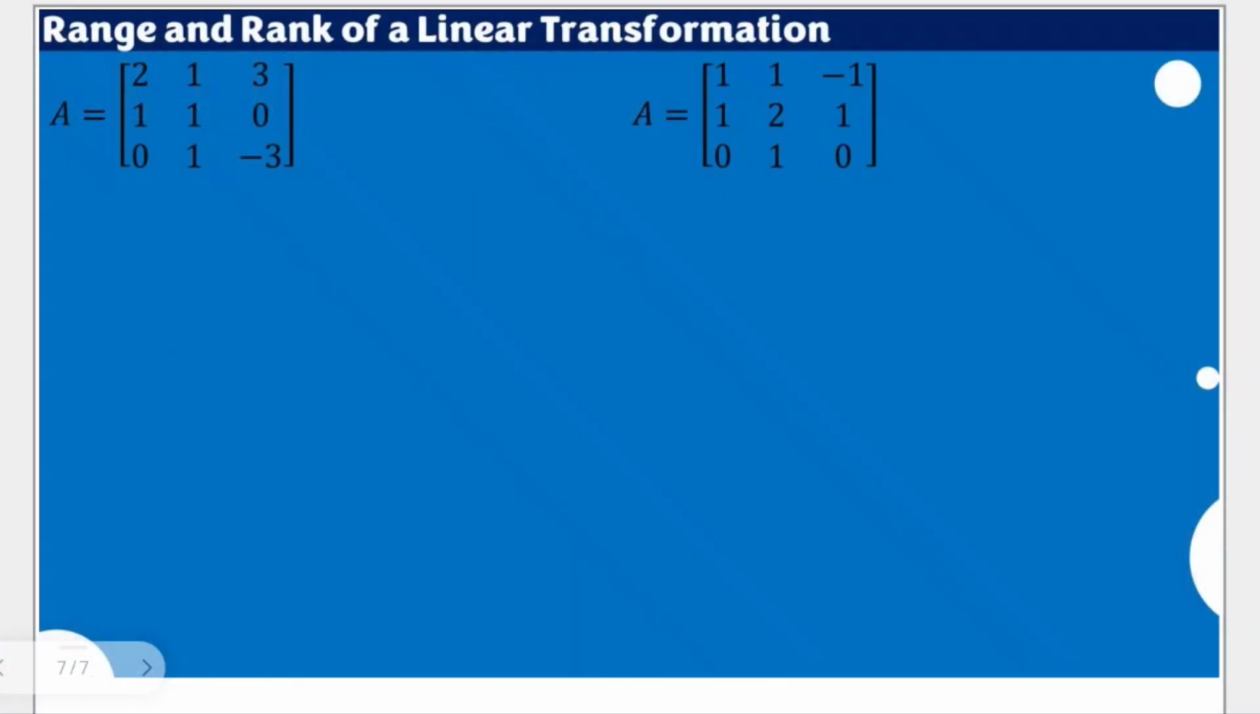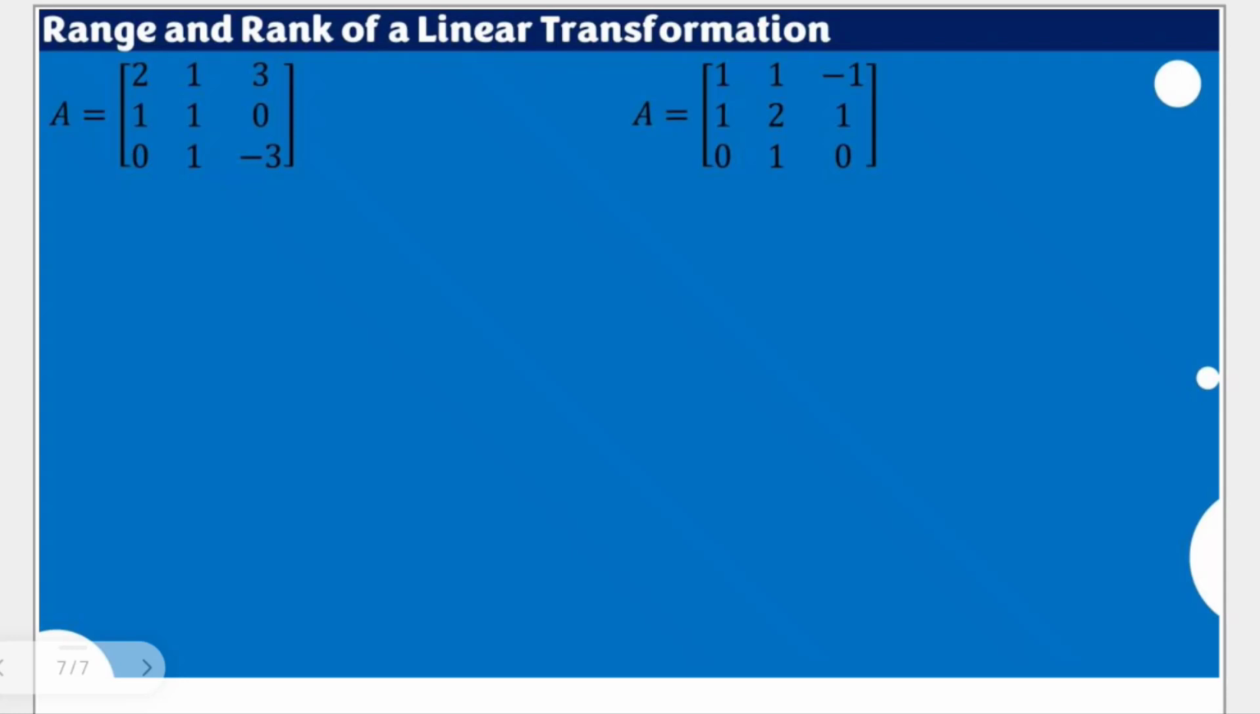For this video, we have two matrices which are 3 by 3 square matrices. Here we are going to solve for the basis of the range and the rank of the two matrices under the linear transformation. The basis of the range is equal to the column space of the matrix.